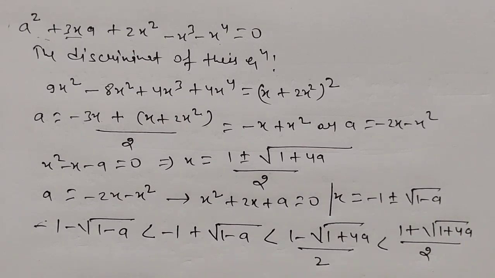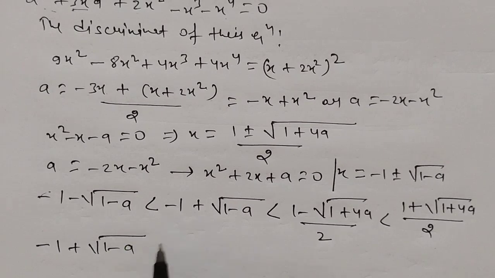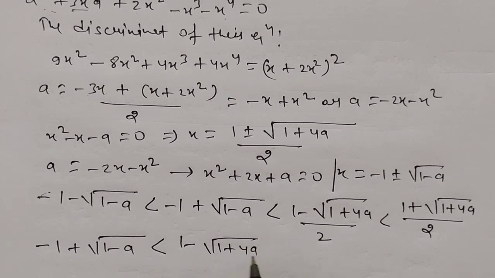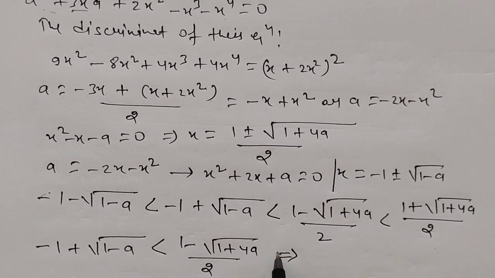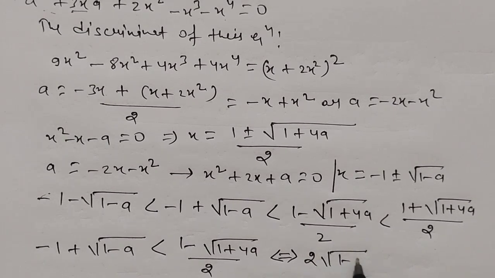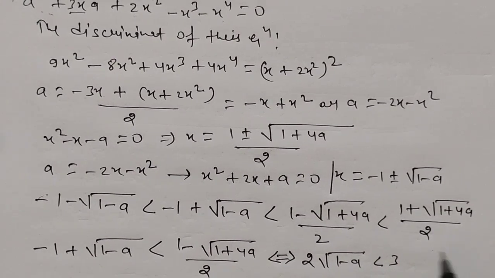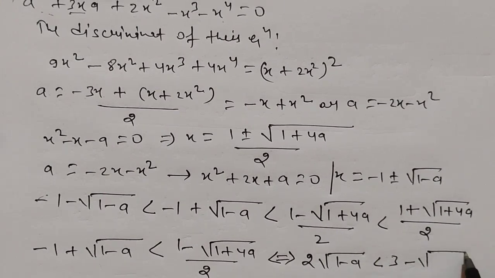And now this shows that the four solutions are distinct, and here minus 1 plus square root of 1 minus a will be less than 1 minus square root of 1 plus 4a by 2, and this implies, on both sides, 2 square root of 1 minus a less than 3 minus square root of 1 plus 4a.